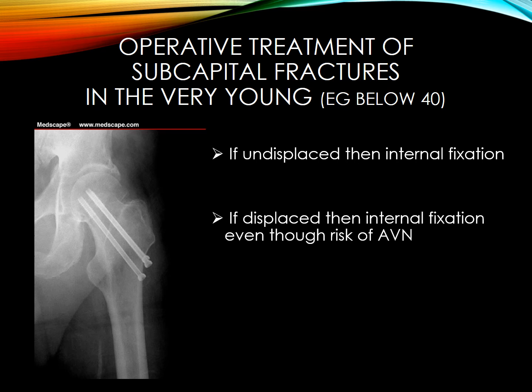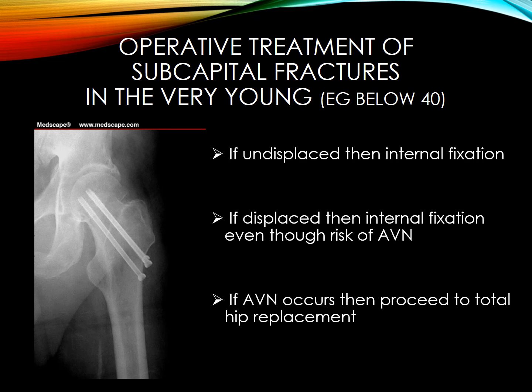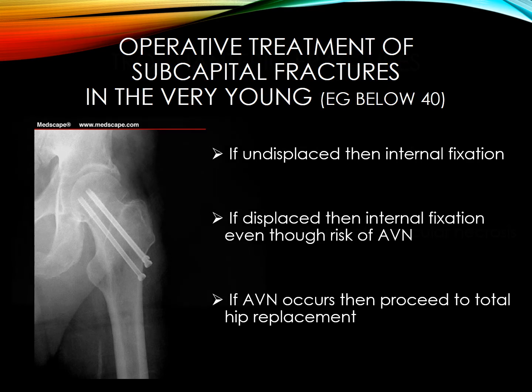So in those situations, in the very young patient, we would actually fix it even though there is a risk of avascular necrosis, and we keep our fingers crossed and hope that AVN doesn't occur. And if it does, then we've given it a shot. Then we'd have to go and do a total hip replacement. But some of these don't develop avascular necrosis.